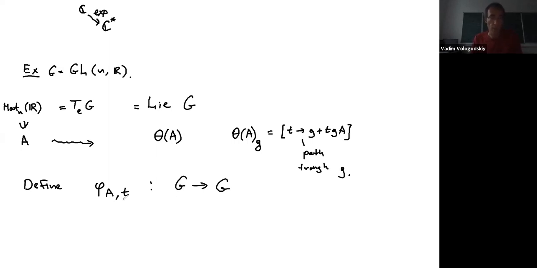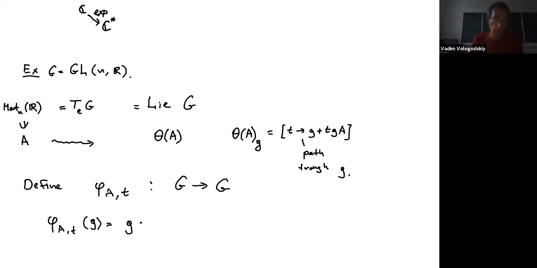So therefore, it is natural to look for phi, the one parameter group of diffeomorphisms corresponding to this theta, as a right multiplication by some element. So phi A sub t of any invertible matrix G should be G times a given matrix which depends only on A and t.